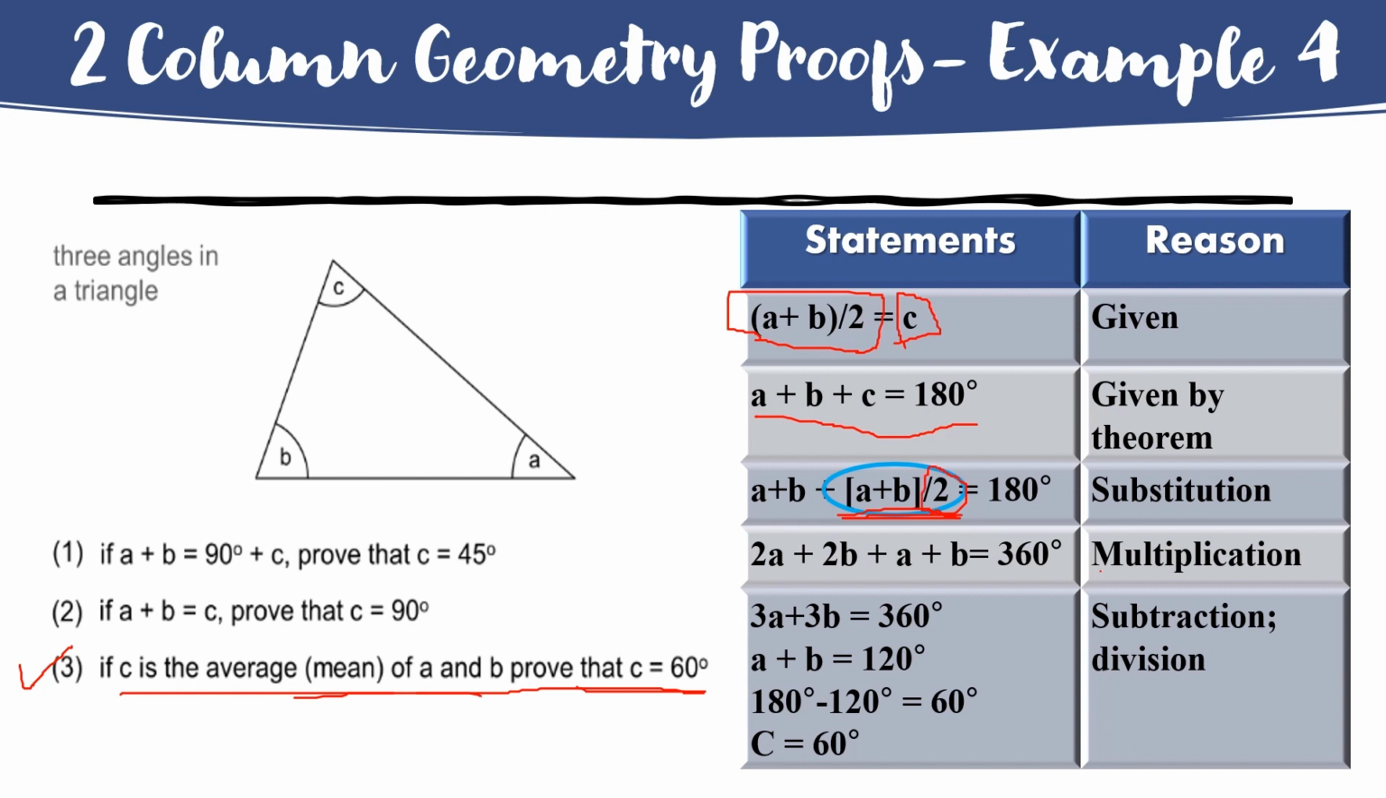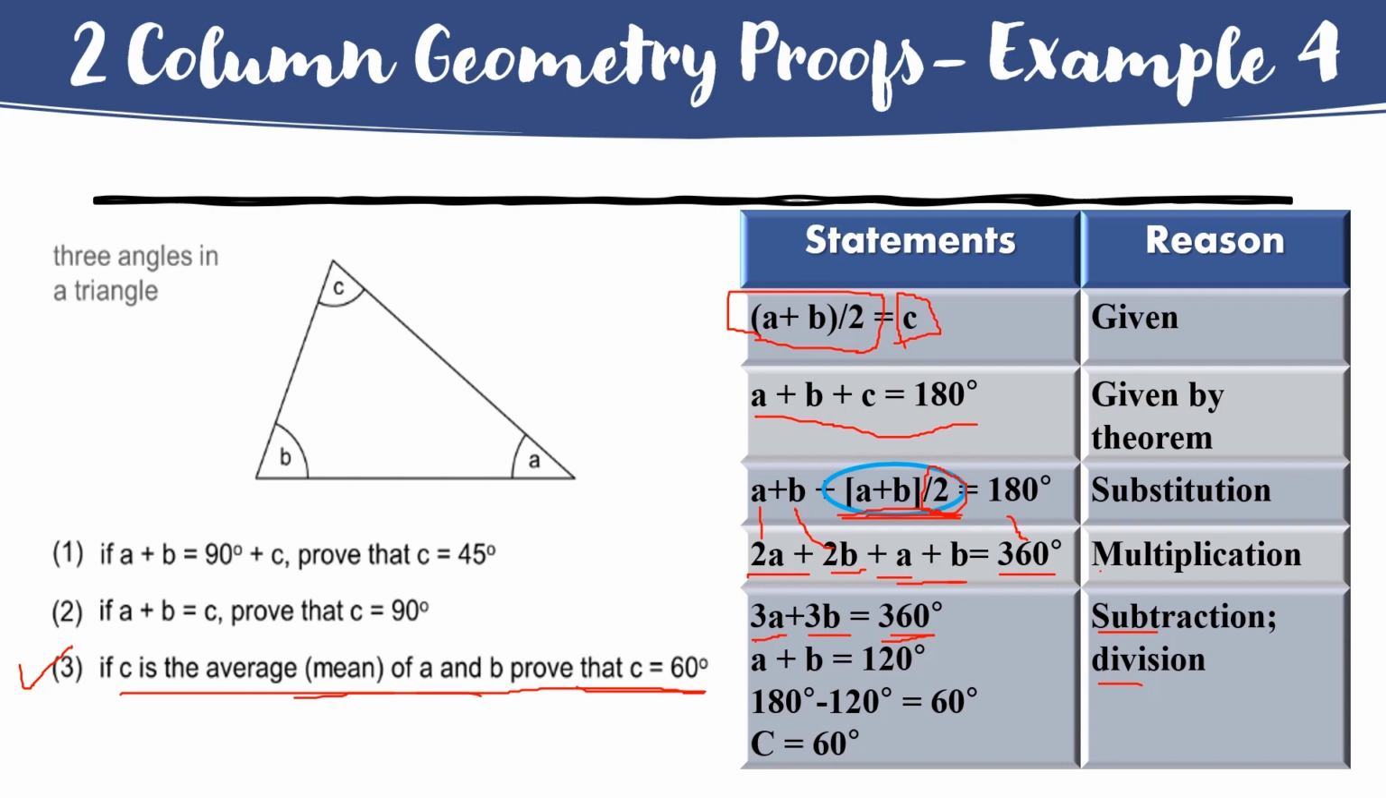So 2 times the A gave us 2A, 2 times the B gave us 2B, 2 times this fraction gave us A plus B, and 2 times 180 gave us 360. And then we simply simplify. 2A plus A is 3A. 2B plus B is 3B, and it's equal to 360. Again, we add like terms, so we have 3A plus 3B equals 360. And then we're going to use subtraction and division to get our final answer.